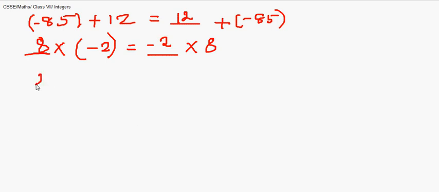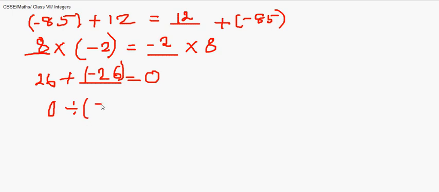Now dash added to 26 will give us a 0. If we subtract a 26, that will give us 0. Another one which comes to my mind is 0 divided by minus 35. What will it be? 0 divided by any number gives us a 0.